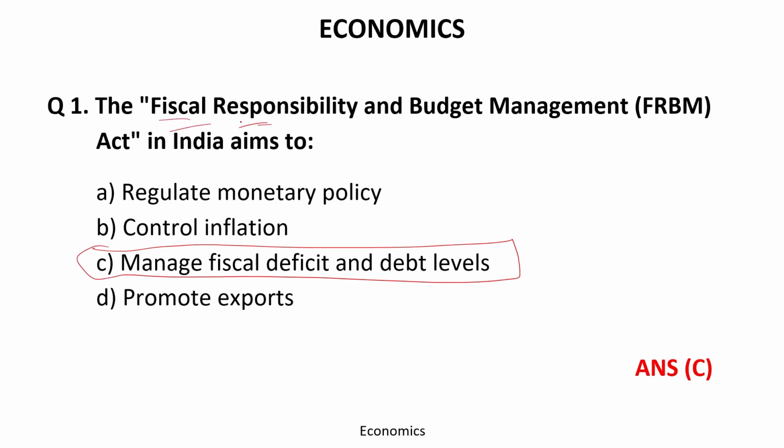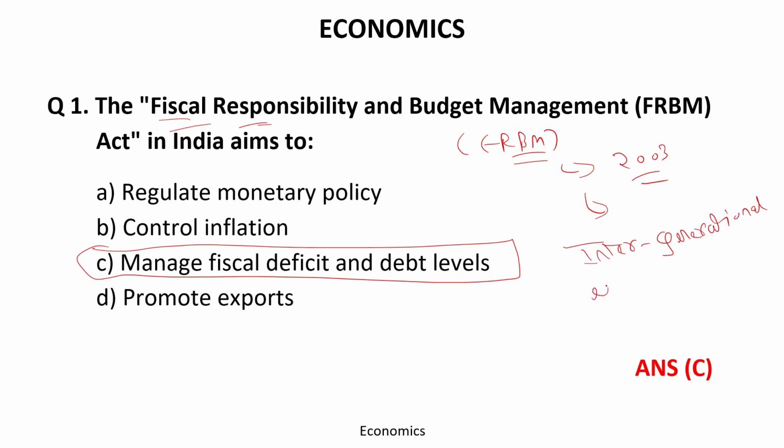Basically, this act, known in short as FRBM, was passed in the year 2003 for intergenerational equity. And what does the term intergenerational equity mean?